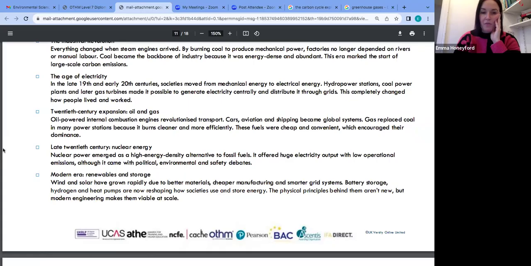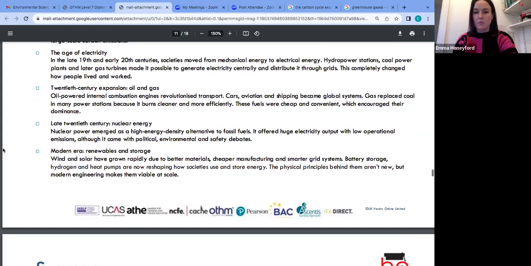So the modern era: renewables and storage. Wind and solar have grown rapidly due to better materials, cheaper manufacturing and smarter grid systems. Battery storage, hydrogen and heat pumps are now reshaping how societies use and store energy. The physical principles behind them aren't new, but modern engineering makes them viable at scale, so they can be scaled up.